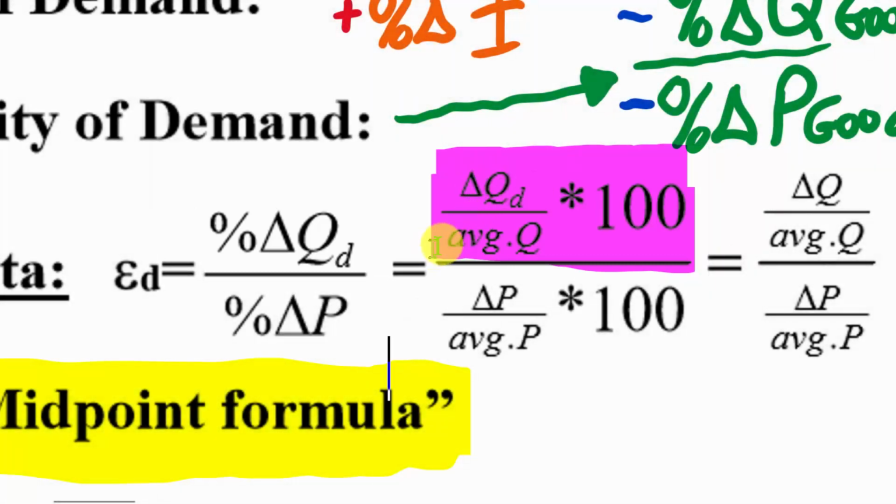On the bottom, we take the average of the two numbers. Add them up, divide by 2. You get the average. And then we multiply that by 100 to get the percentage change in quantity. And then we do the same thing for the other percentage change on the bottom. In this case, it's going to be price, since we're looking at price elasticity of demand. We take the change in price divided by the average price times 100.